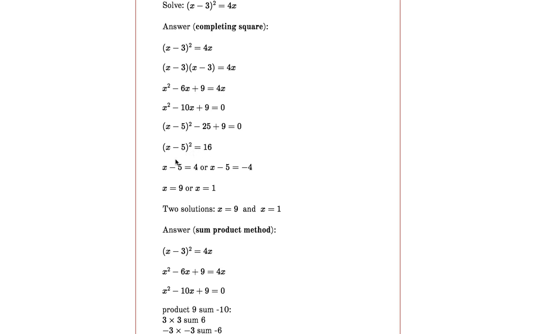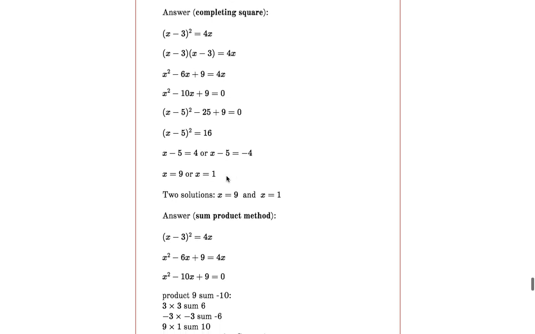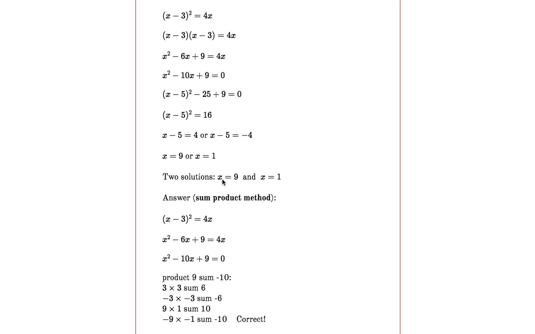We take the square roots. x minus 5 is 4, or x minus 5 is minus 4. So x is 9, or x is 1. 1 minus 5 is minus 4. So we have x is 9 and x is 1.